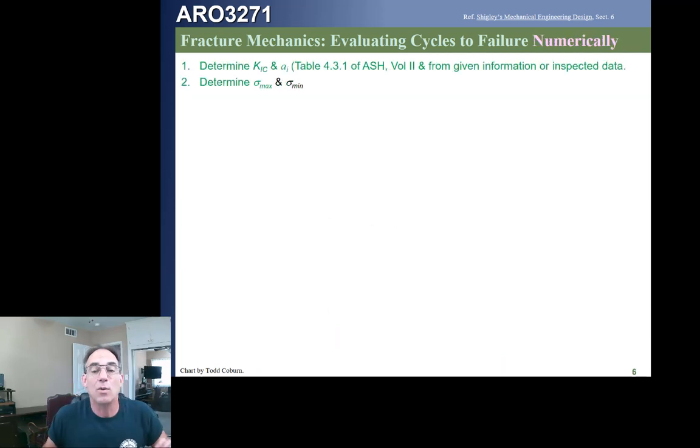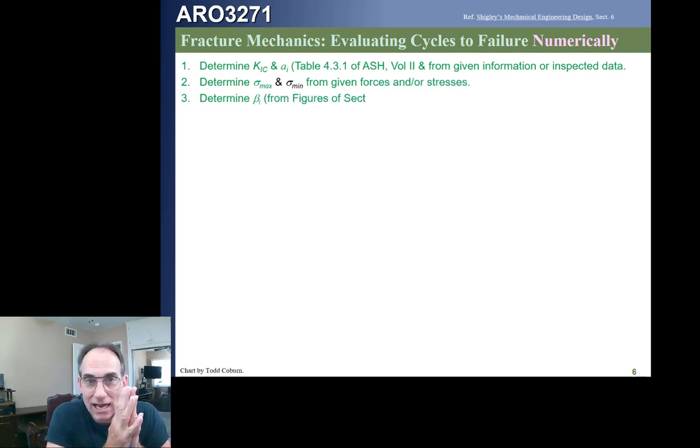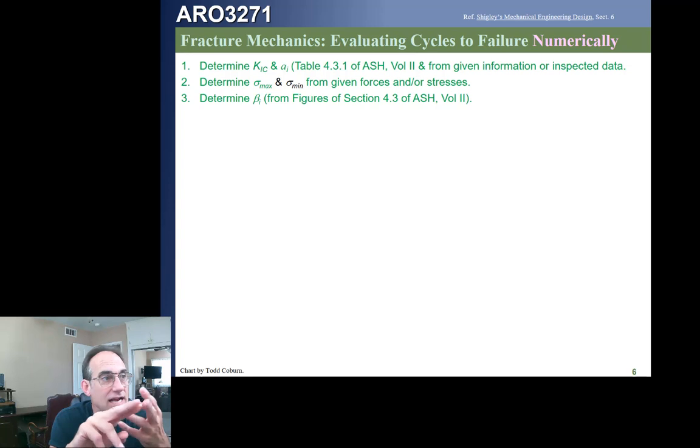Now, that was how we do it using calculus. If we want to solve it numerically, we're going to use a similar approach, and here's what it is. We're going to once again figure our K1C and our initial crack size. We're going to get our max and our min stress. We're going to calculate beta for that initial crack size. All this looks the same as before.